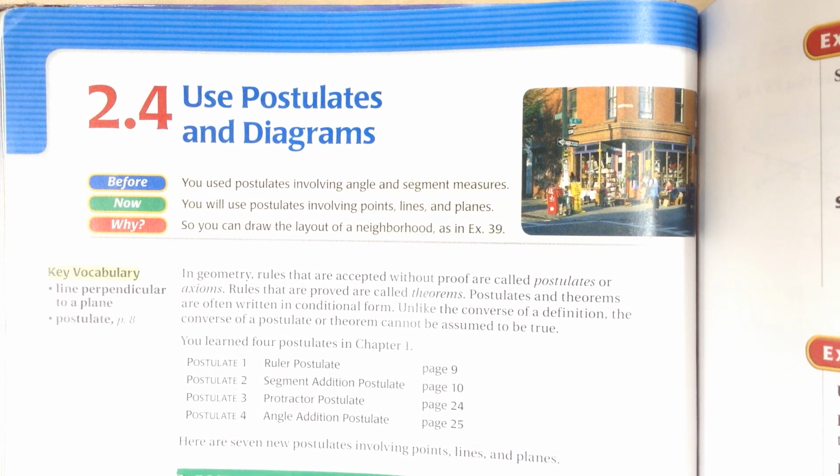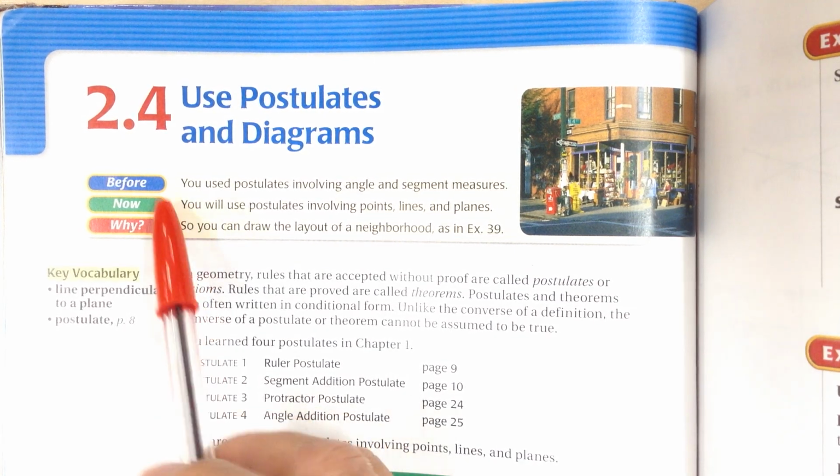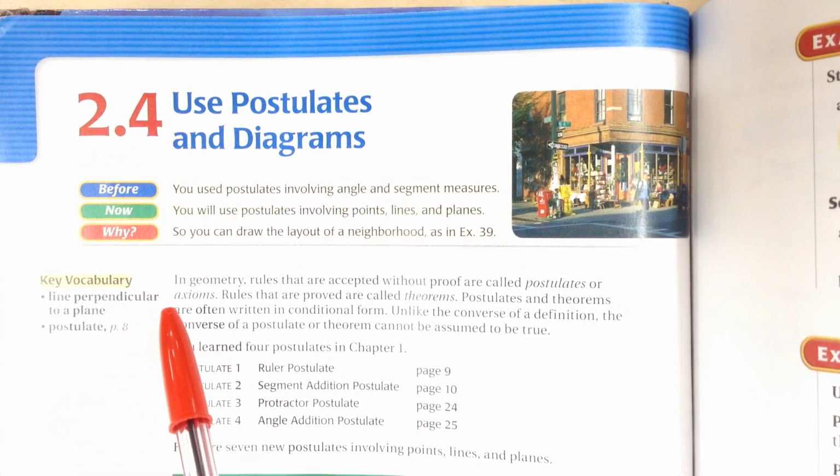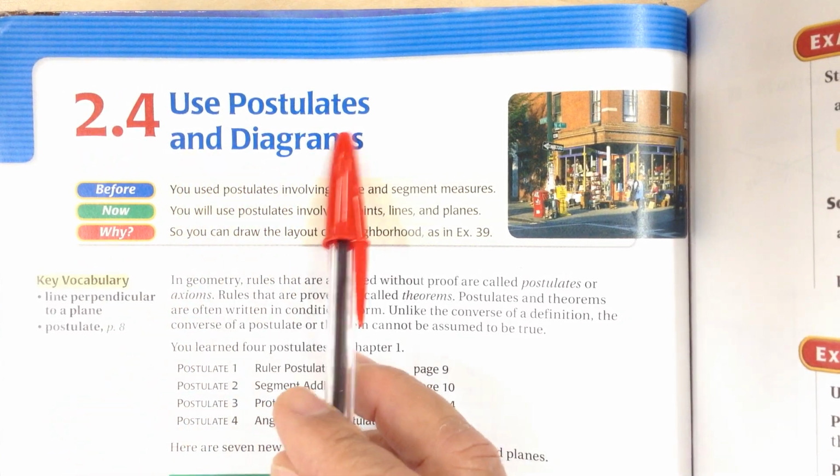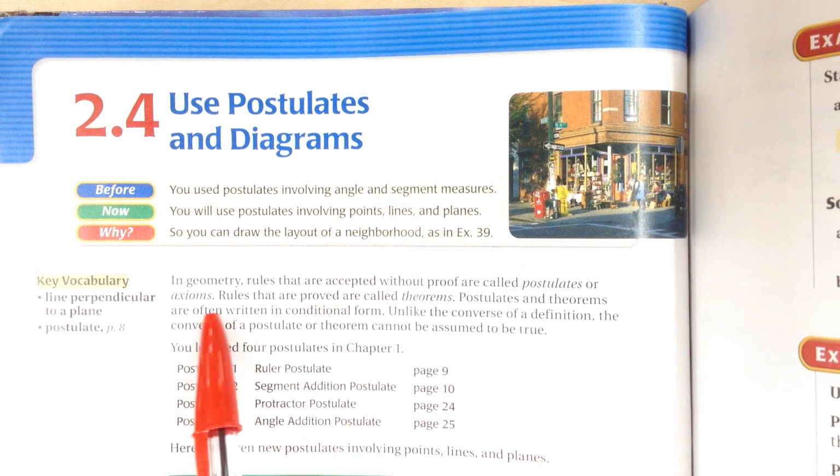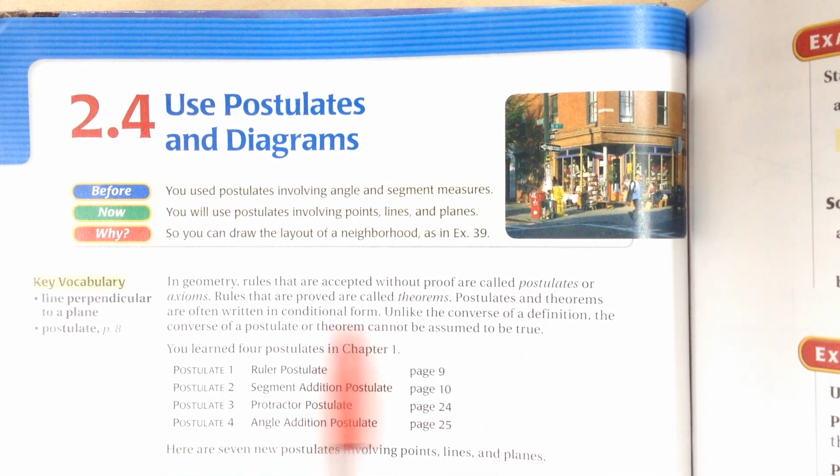Let's go to page 96, and this is lesson 2.4. This lesson is to use postulates and diagrams. Okay, so let's go and read through the paragraph.